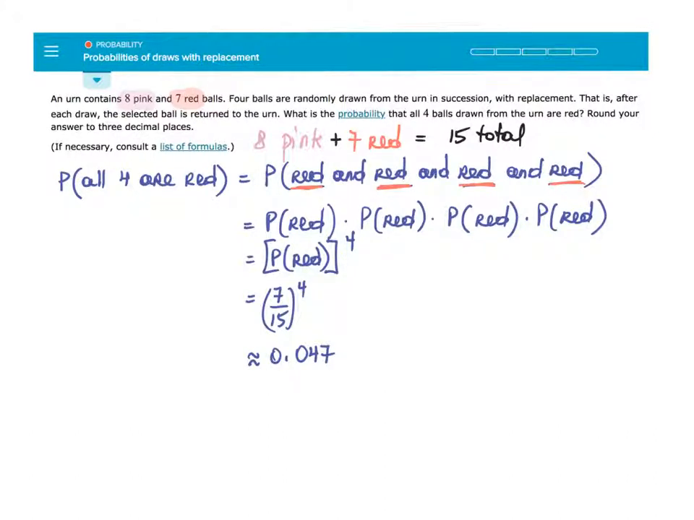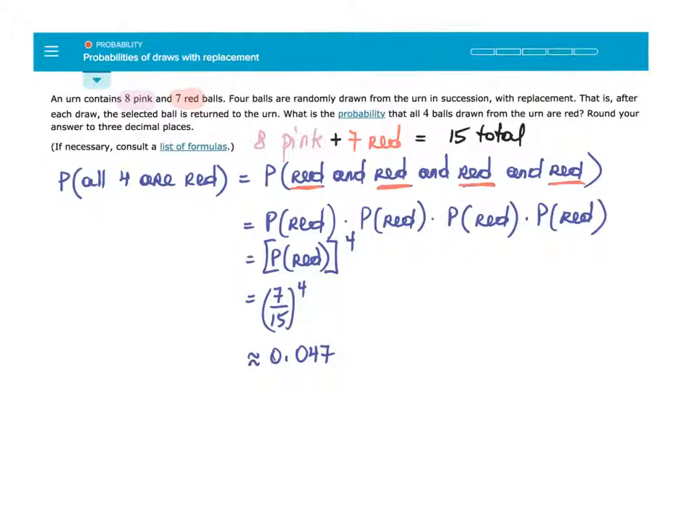In this video, we will learn how to compute probabilities of draws with replacement. An urn contains 8 pink and 7 red balls. 4 balls are randomly drawn from the urn in succession with replacement.